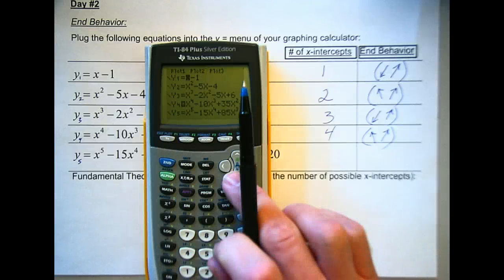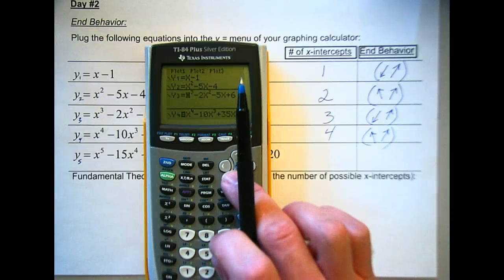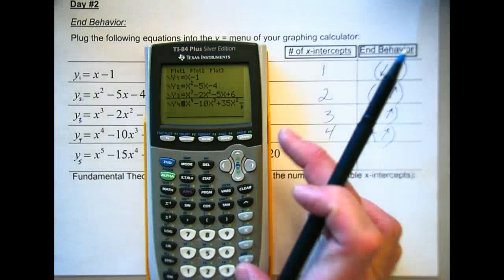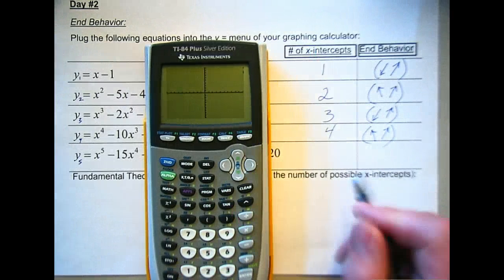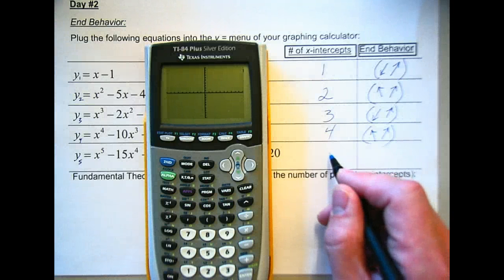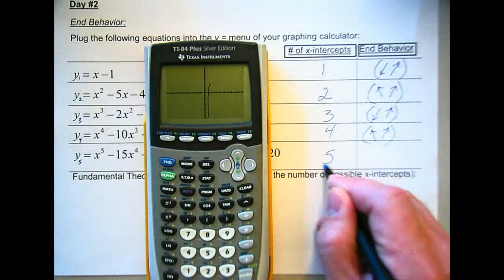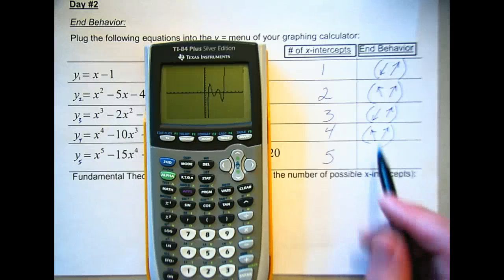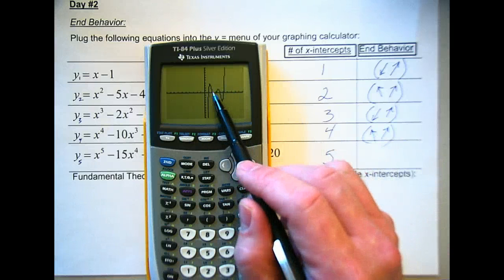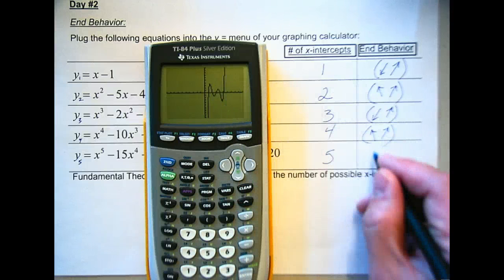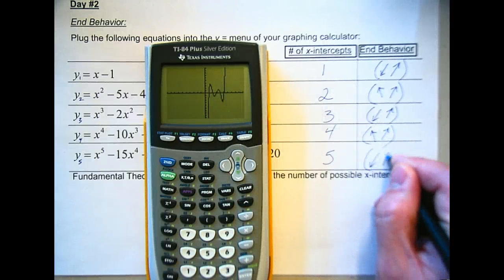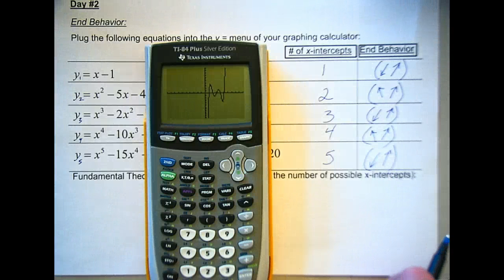And last one, we will turn that one off, turn that one on, and we graph. How many x-intercepts on the last one? 5. X to the 5th had 5 x-intercepts and has end behavior of down, up. Down and up. All right. Everyone with that?